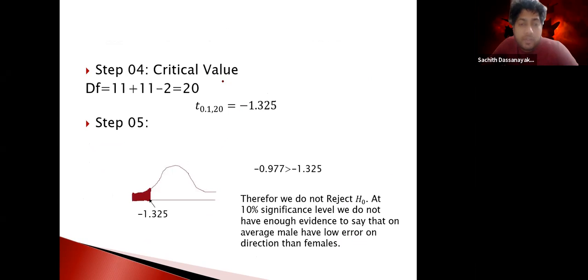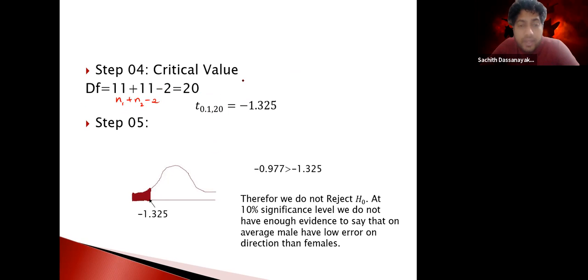Now, what is the degree of freedom? You need to find the degree of freedom as well, otherwise you cannot find the t statistic value. Degree of freedom is n1 plus n2 minus 2. Let me write it again: n1 plus n2 minus 2. So the degree of freedom is 20, because n1 equals 11 and n2 equals 11, so 22 minus 2 is 20.